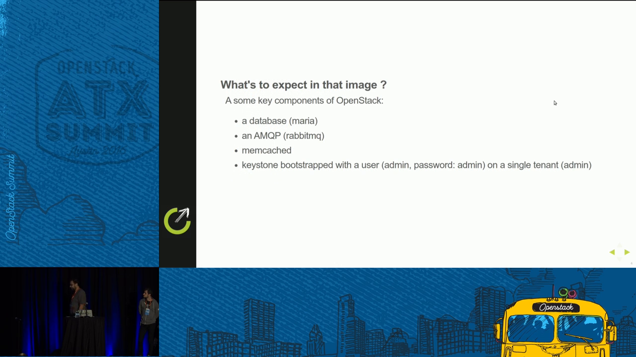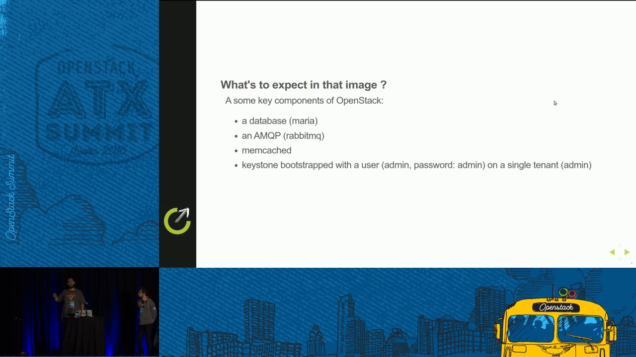What's on the image? We thought it was not really necessary to install a whole OpenStack on the USB key. It would be a huge USB key, quite large and quite annoying to launch from your laptops. So we said, what are the key components that we might have? We have a database already configured. We also have a RabbitMQ on it. We have a memcached server. And we also have a Keystone, which is installed and bootstrapped, with one user called admin, and the password associated is admin. You also have one tenant called admin2.